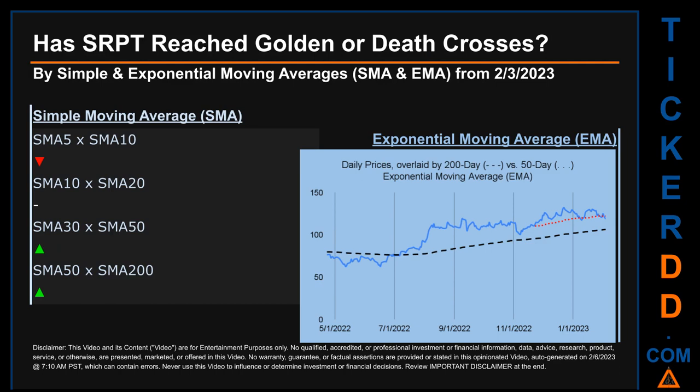Continuing with SMA, we looked across the 5 to 10, the 10 to 20, and the 30 to 50-day ranges to see if golden and death crosses had been reached. We found golden cross signal for the 30 to 50. We found death cross signal for the 5 to 10. We could find neither golden cross nor death cross signal for the 10 to 20.